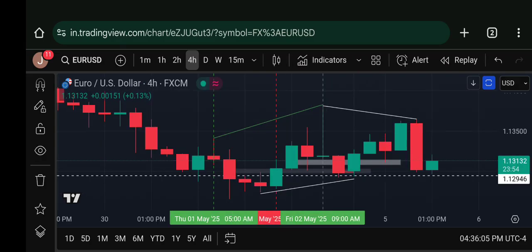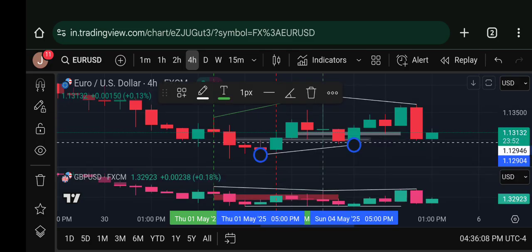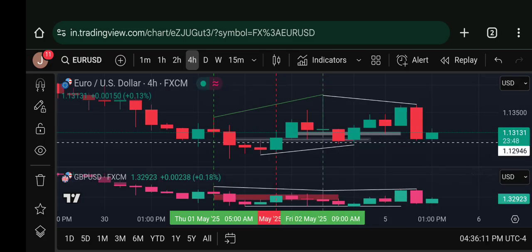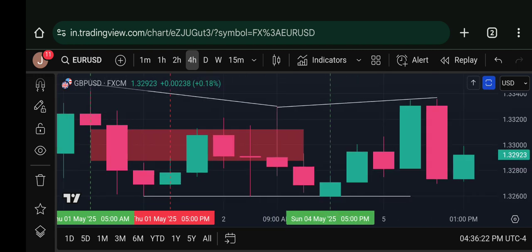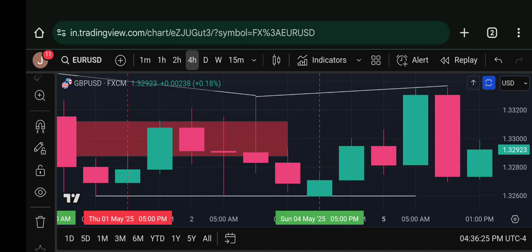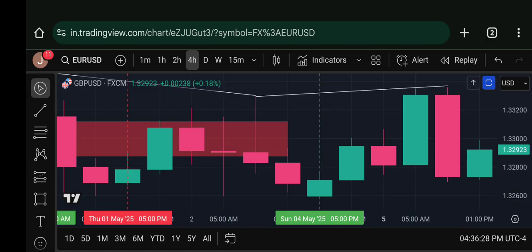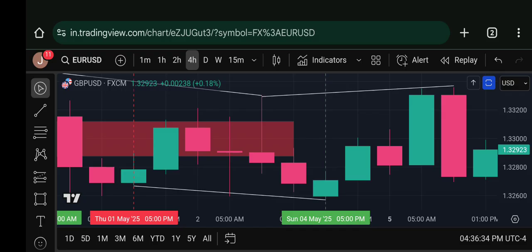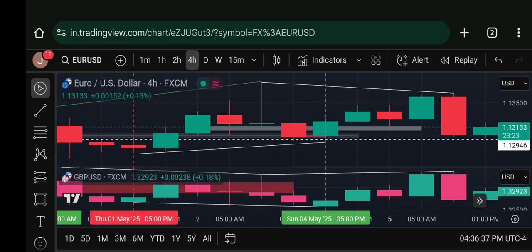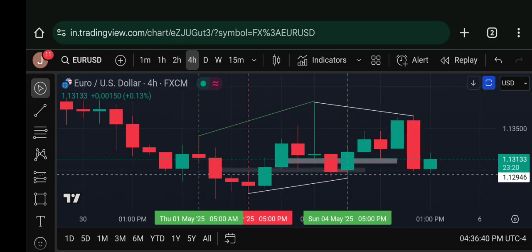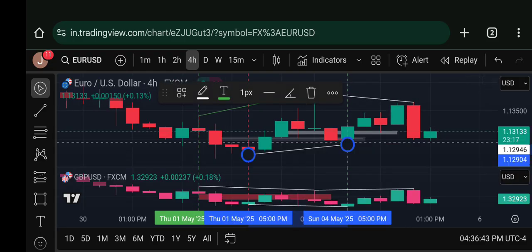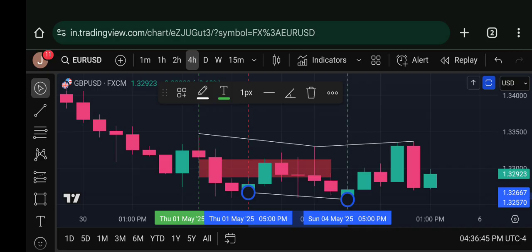Just a second. So what happened was Euro made a higher high and GBP made a lower low here. Euro made a higher high and GBP made a lower low here. You can see that. So what does this tell us? There is another bullish SMT where price respected this 4-hour fair value gap and it did not respect this, and made a lower low.